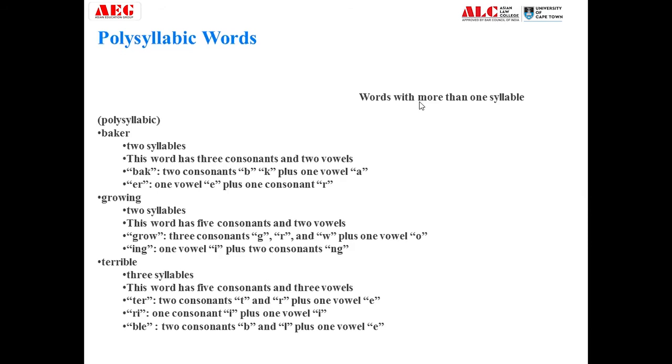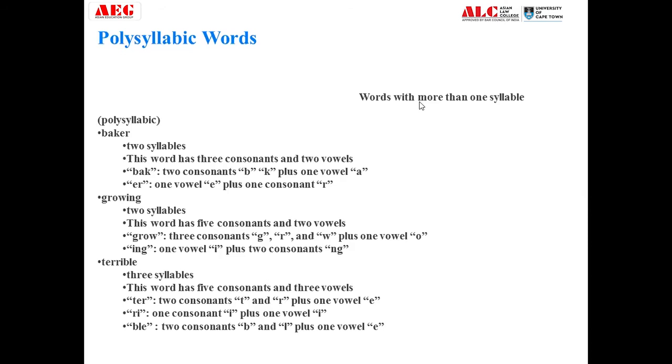Terrible, three syllables. That's why polysyllabic words. Terrible. How three syllables here? This word has five consonants and three vowels, if you can see. TER, two consonants, T and R, plus one vowel, E. RI, one consonant. If you just break terrible into three parts. RI, one consonant, R, plus one vowel, I. By mistake, it's written over here as I. It's R plus one vowel I.